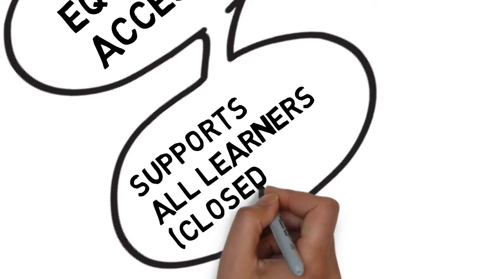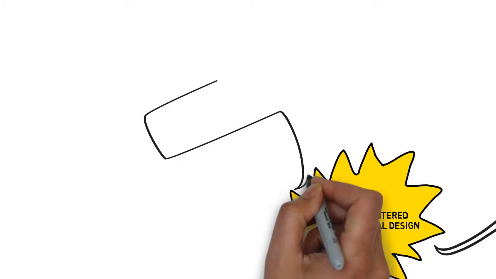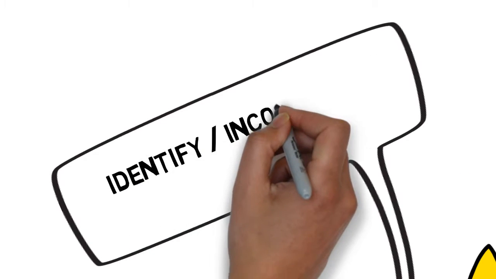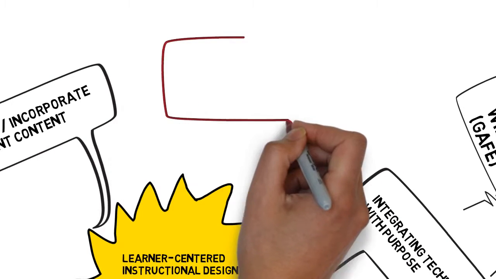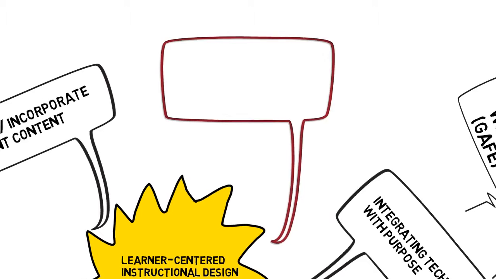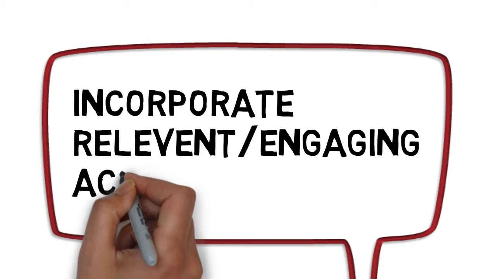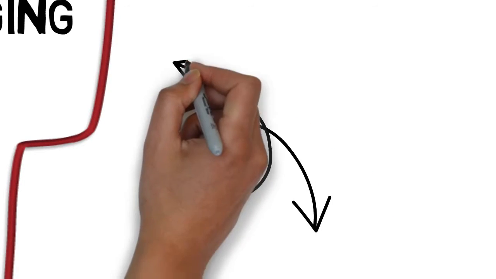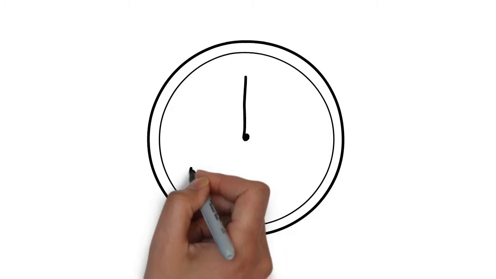We also need to consider support for all learners. So closed caption is an example of something, but really it's about universal design for access that we're considering, because we are technology enabled. We're looking at identifying and incorporating relevant content, of course, to connect to what we're really primarily focused on, which is incorporating relevant and engaging activities. The content is connected to activity, it's chosen with purpose to support activity, and technology enables that activity.